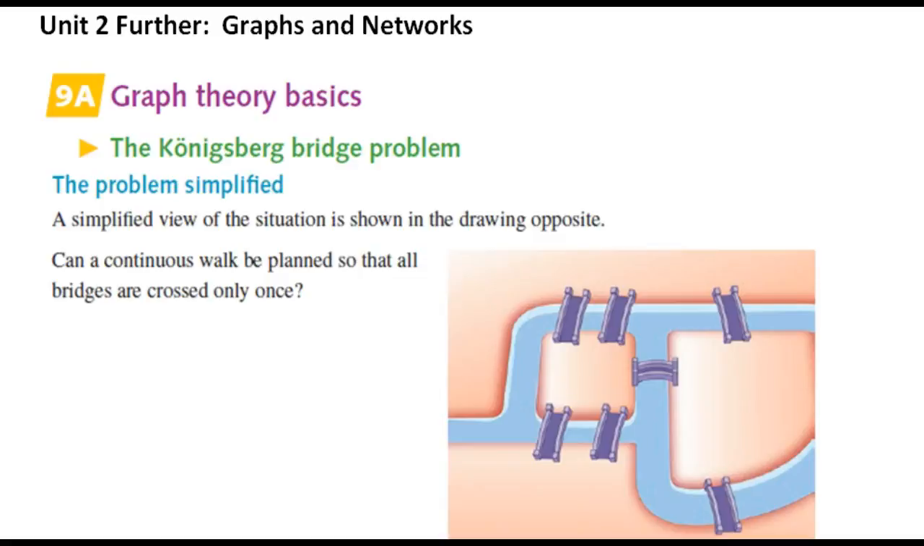In this first lesson, we're going to consider a town in medieval Germany called Königsberg. It was on the river Pregel, and it had 7 bridges to 2 islands, shown here. You can see the bridges 1, 2, 3, 4, 5, 6, 7. The idea was, can a continuous walk be planned so that all bridges are crossed only once?